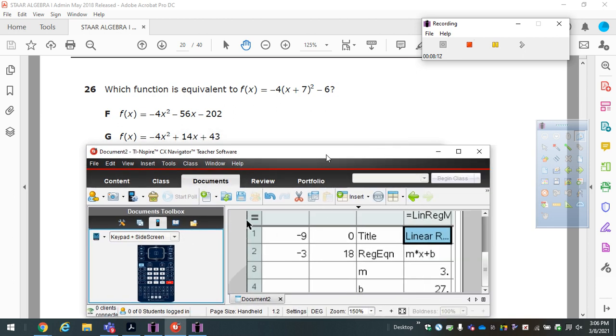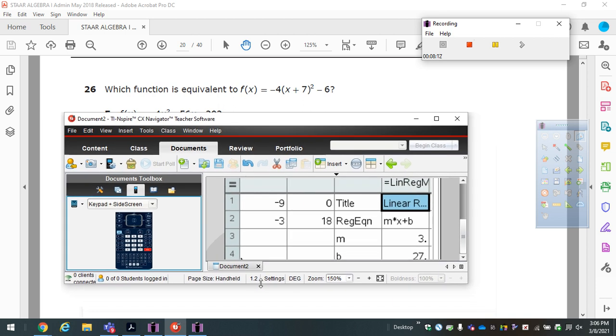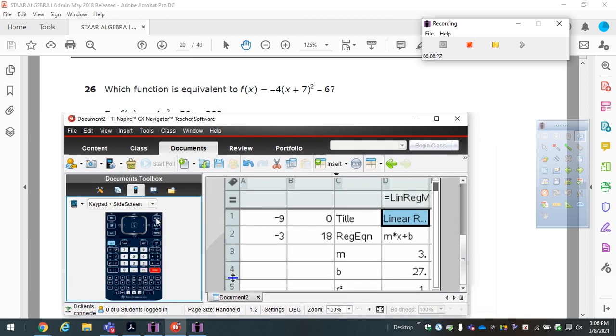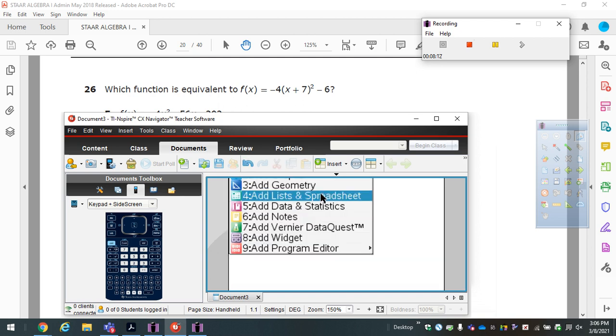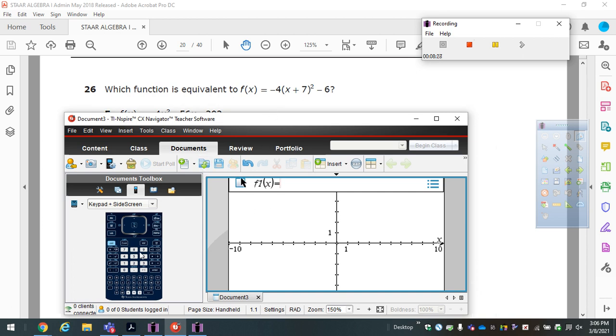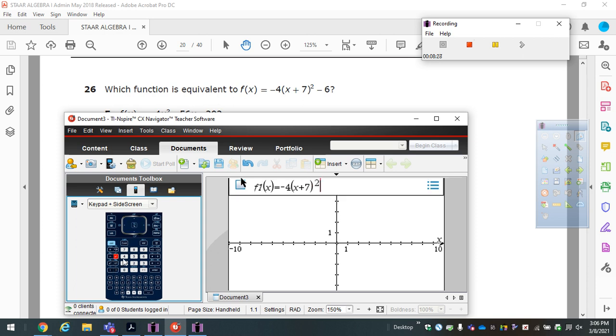So I should make this a little less big. Okay, new document. Now, where's the graph? I press 2, graph, okay. So I'm going to graph that one. Negative 4 parentheses x plus 7 squared minus 6. Okay.